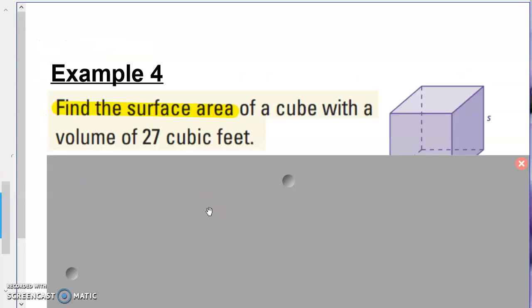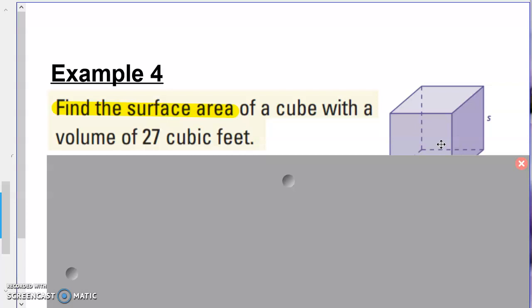All right, a real-life application. It says find the surface area of a cube with a volume of 27 cubic feet. So this is combining surface area and volume into one question. Well, first thing I remember is that the volume of a cube is side times side times side.